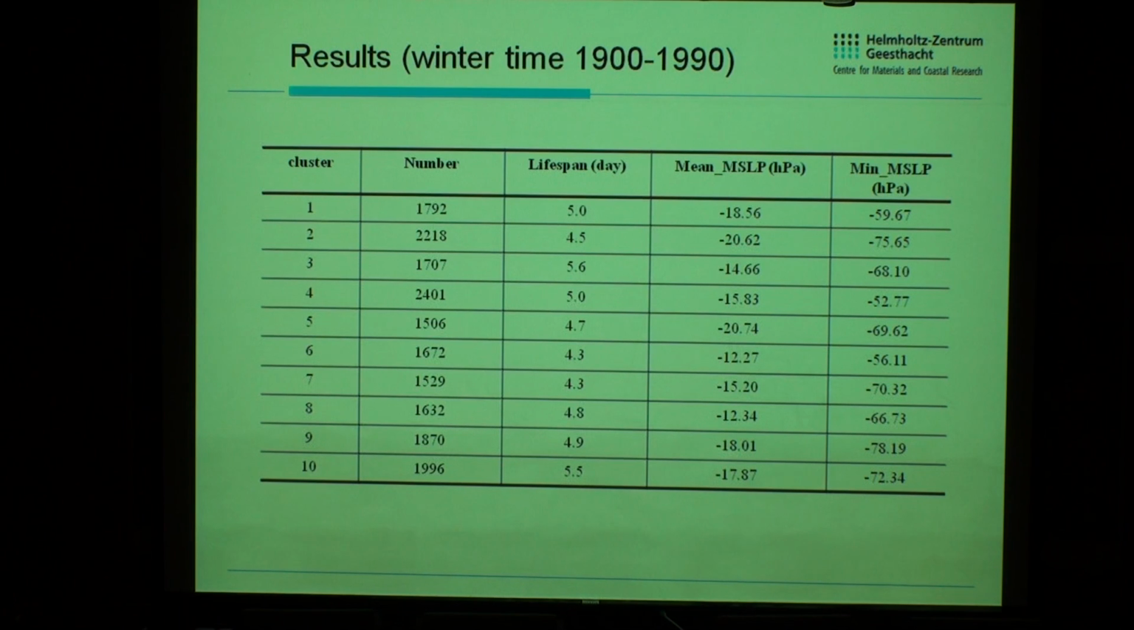And then you can see the numbers, average lifespan, or density of each cluster. This is the sea level pressure of this group. The numbers could be a little strange because they are after filtering. But of course, the lower the pressure, the stronger the group.